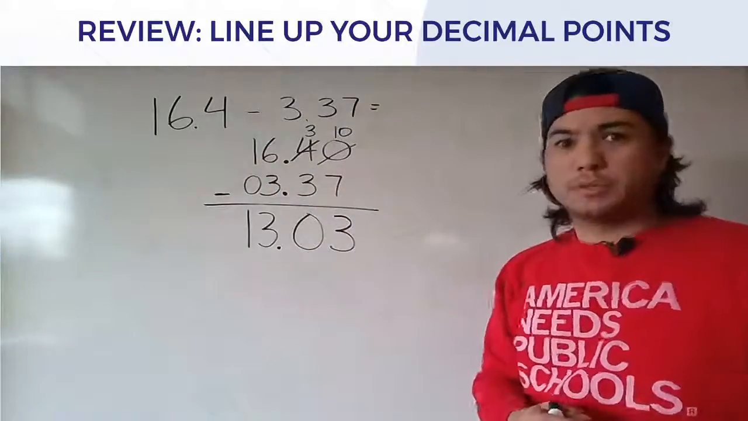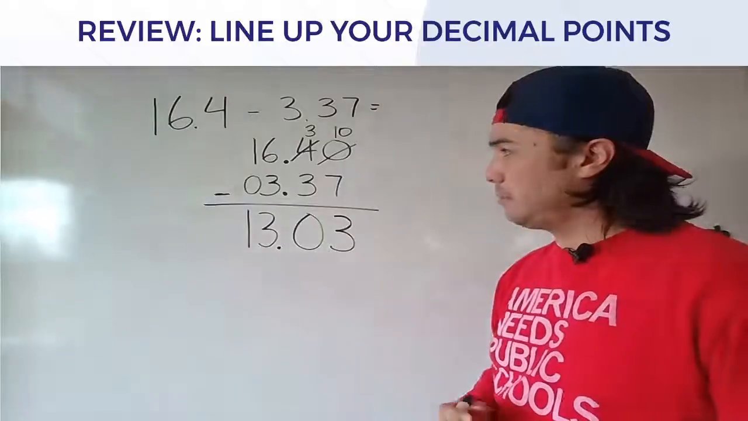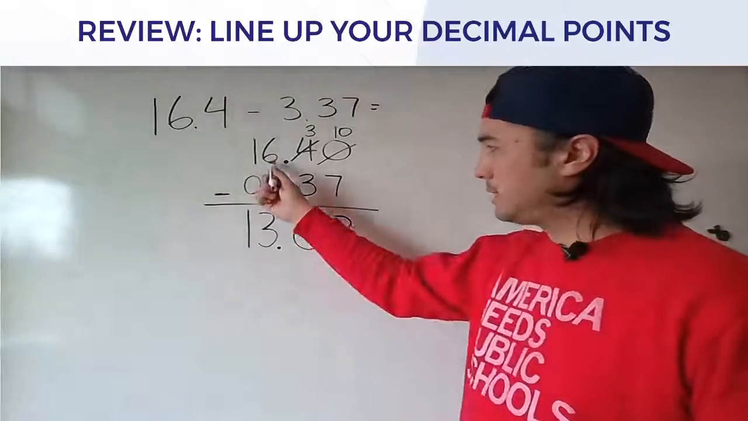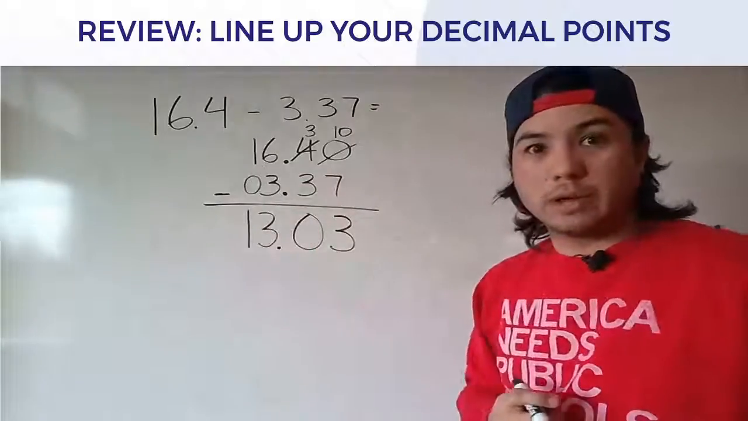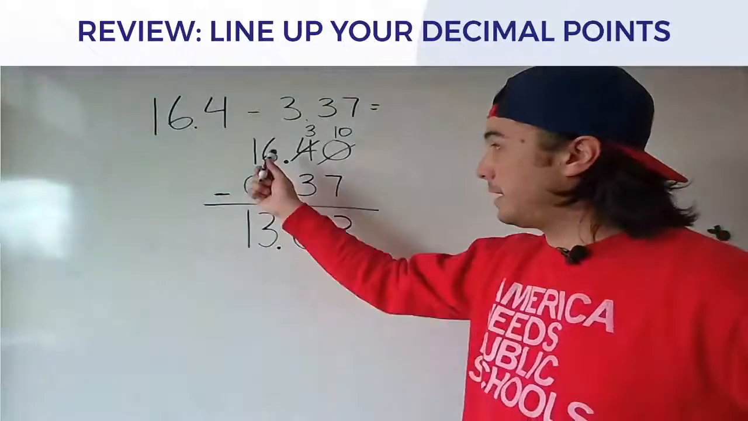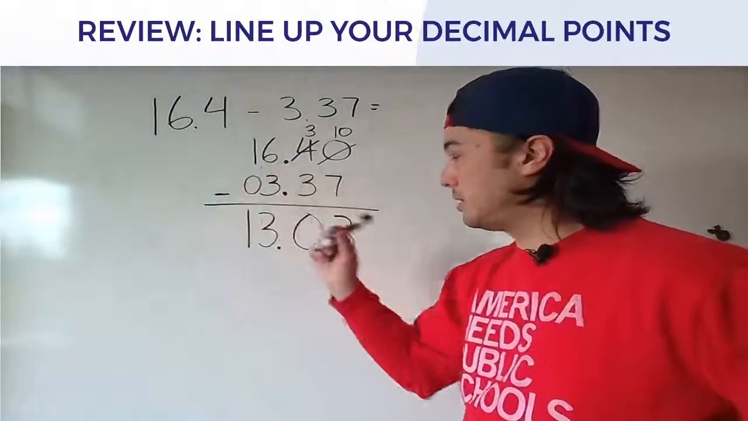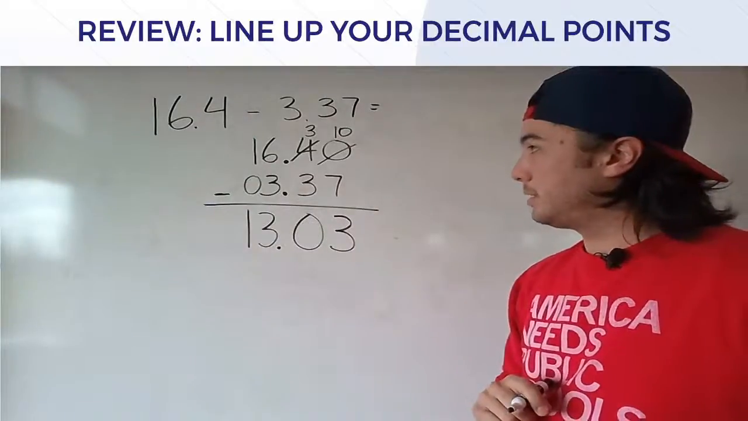And if that helps you to subtract accurately, do it, right? 6 minus 3 is 3. 1 minus 0 in the tens is 1, right? Or you can think about it as a whole thing of 16 minus 3 is 13. That's okay too.